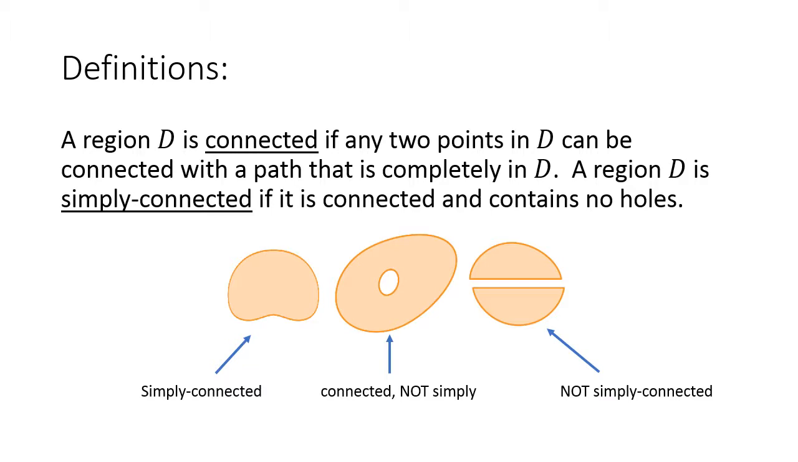That last region, furthest to the right, is not simply connected, and it is not connected. It's not connected because if I had a point in the top region and a point in the bottom region, there is no way to connect those 2 points without leaving the region itself.